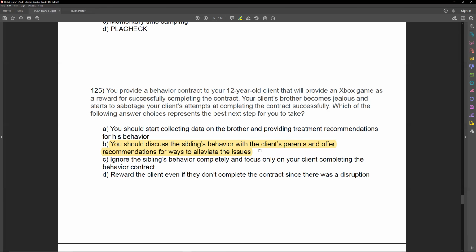We're still focused on the bigger picture at hand with our client. A is too specific, too focused on fixing the brother's behavior, quote unquote, changing the brother's behavior. He's not our client. Our client is our client. The sibling is part of the environment. So we want to offer recommendations to change the environment to help our client. So B here is our best answer.